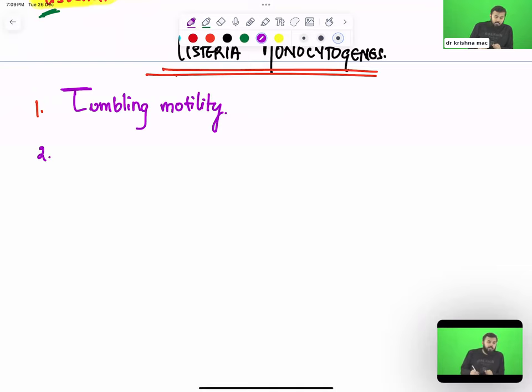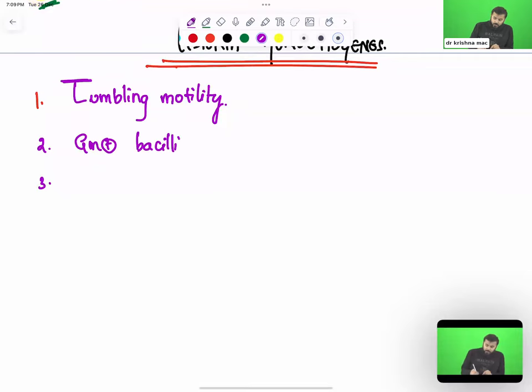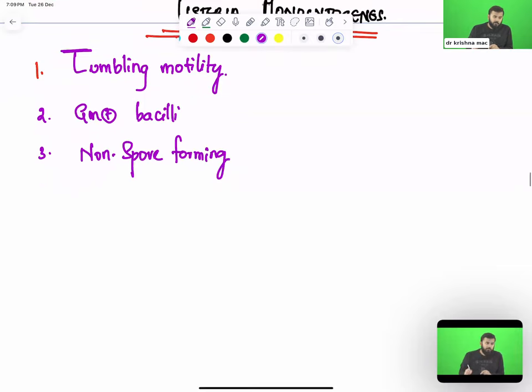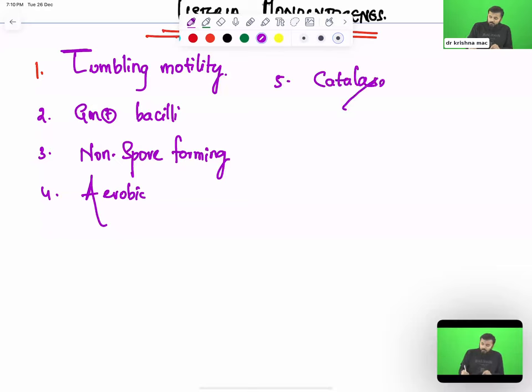The second important thing is, it is a gram-positive bacilli. And the third important thing, spore-forming or non-spore-forming? Very good. It is non-spore-forming. The fourth important thing, it is aerobic, as we just discussed. The fifth important thing is, it is catalase positive.